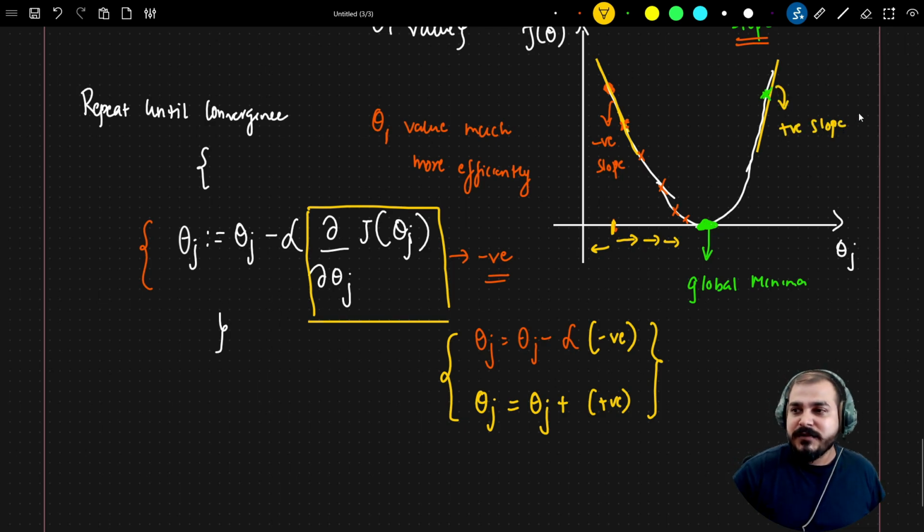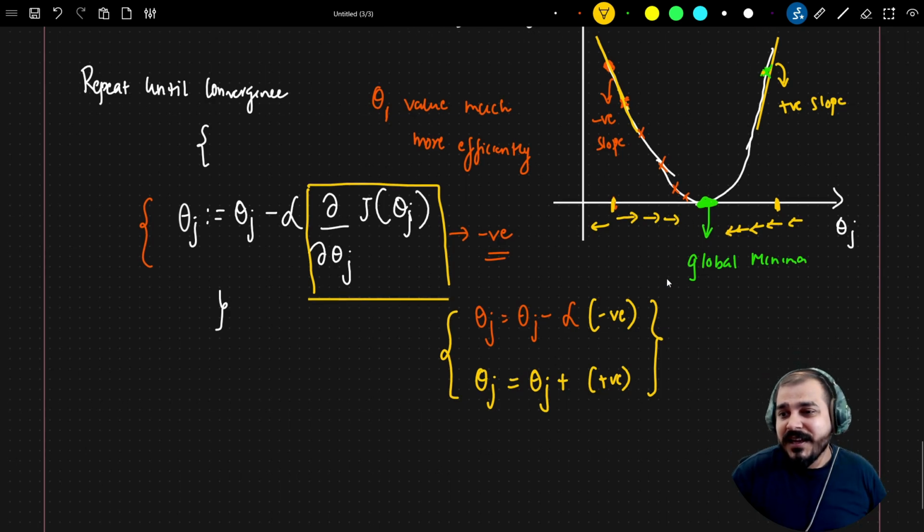Now in the case of a positive slope, I really need to decrease my theta j value, right? Let's say that initially my theta 1 was over here and I got my J of theta 1 over here. So here I have to decrease it. Okay, I have to decrease it. Then only I'll be able to reach the global minima.